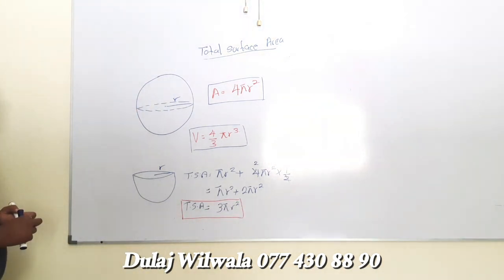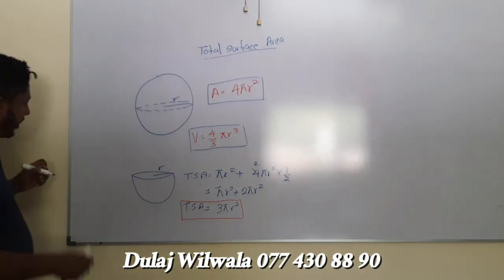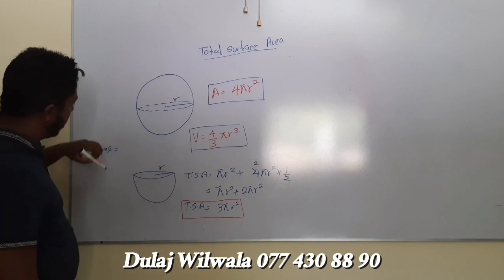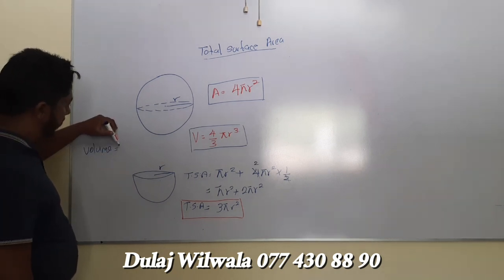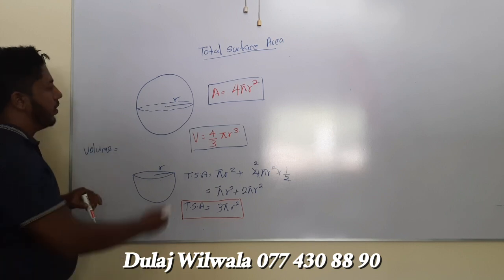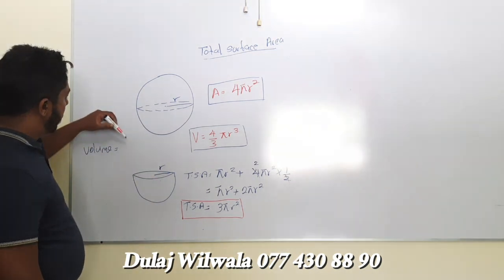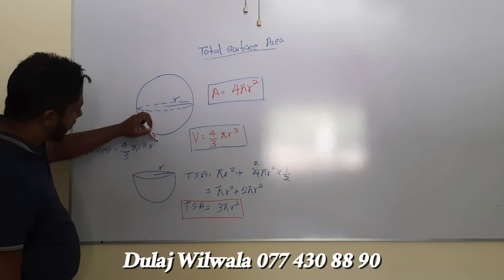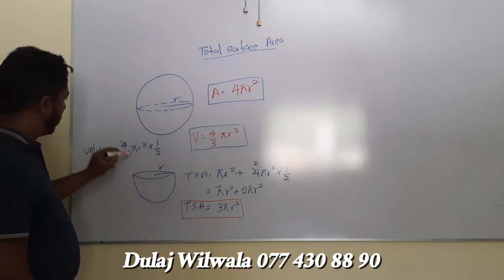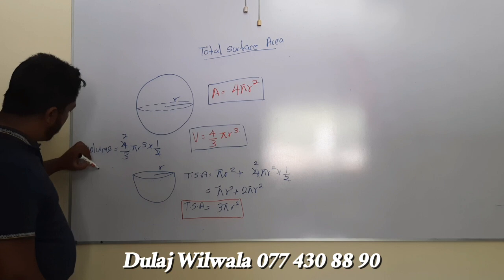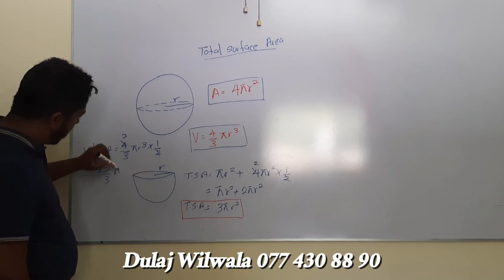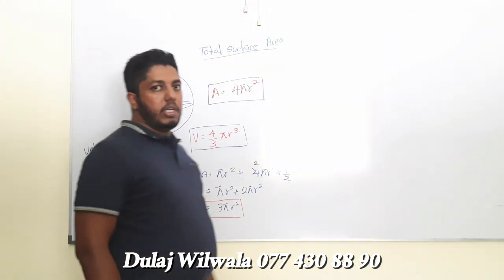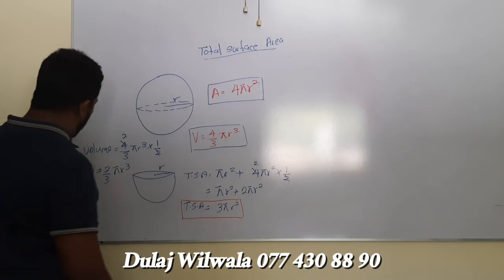Right? If you consider the volume of this thing, volume will be half the volume of a sphere. So volume of the sphere is 4/3 pi r cube. So half of that. So we cancel. It will be 2/3 pi r cube. Volume will be 2/3 pi r cube.